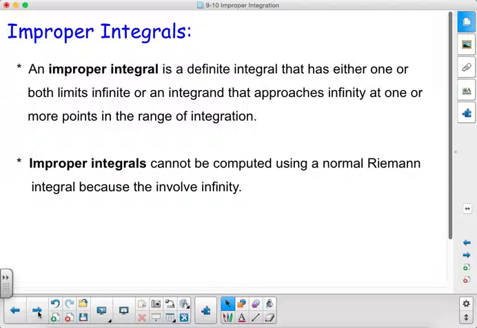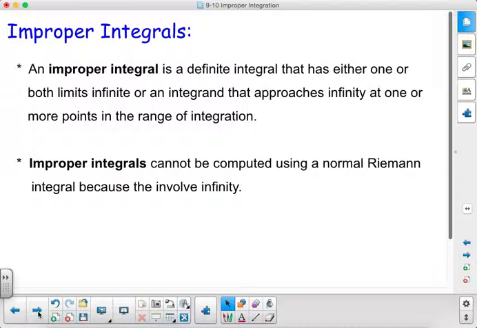I don't know if you want notes here. This is the definition of an improper integral. I don't know if you need to write it down, but the way they define it is it's a definite integral, right? Definite integral, I have bounds. It's just that either one or both of my bounds involve infinity.